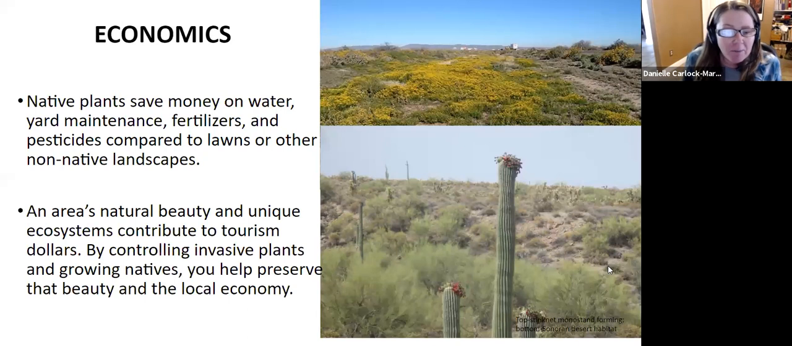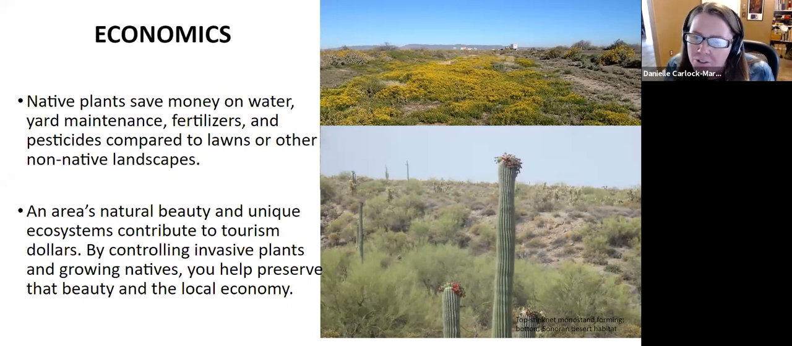And so there's economic value too, because native plants have adapted to whatever the climatic conditions are in their area, their soils, that sort of thing. They don't require as many inputs, compared to a lawn or non-natives. So you can save a lot of money on water, on yard maintenance, fertilizers, and pesticides by having a native landscape as opposed to non-natives.